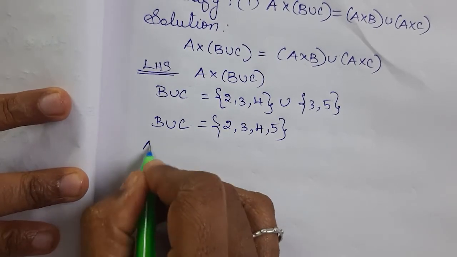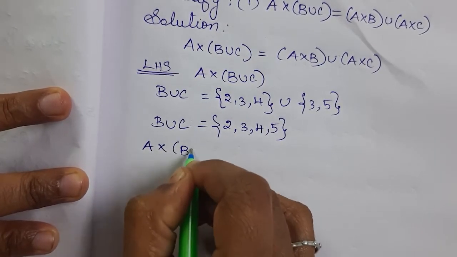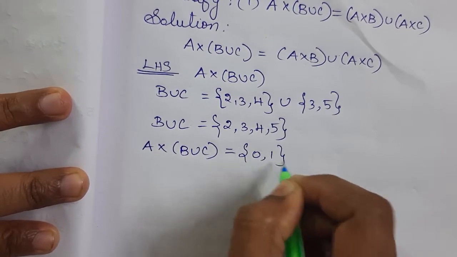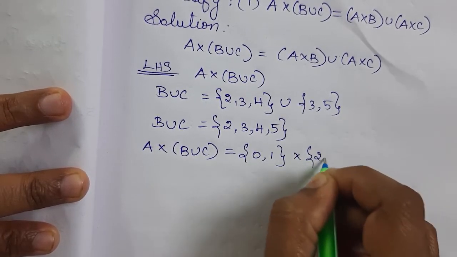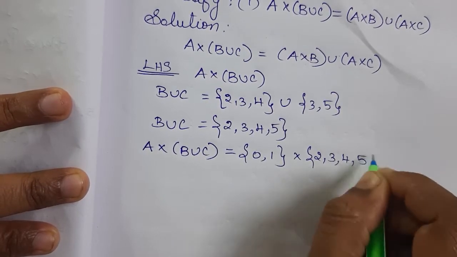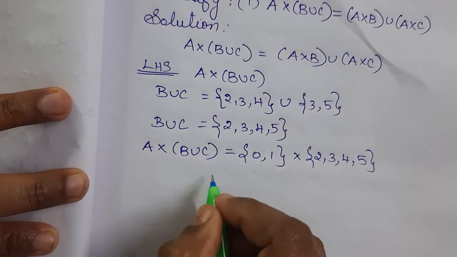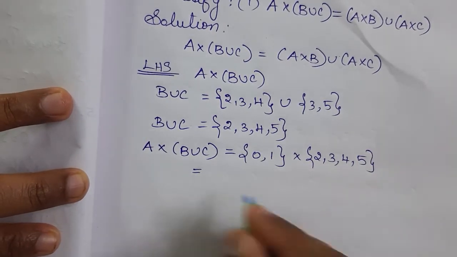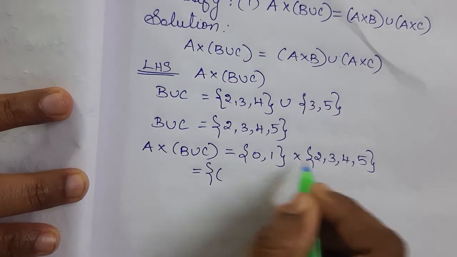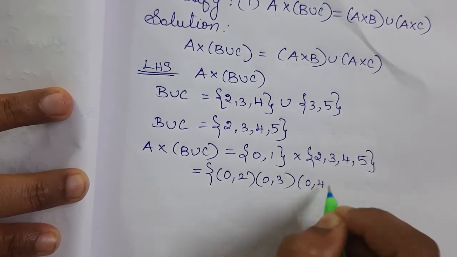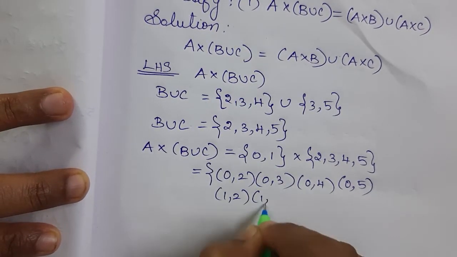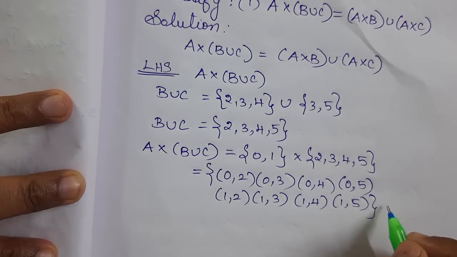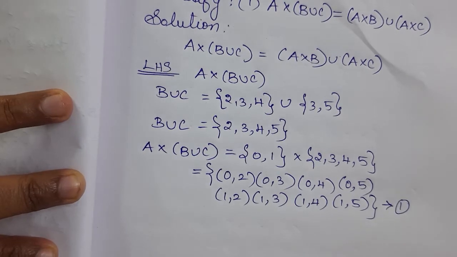Now we have to find A cross (B union C). So what is A? A is {0, 1}. Cross B union C, which is {2, 3, 4, 5}. Now cross product is nothing but writing the set of all possible ordered pairs. So let's start writing. So this is your left hand side. Name it to be equation number 1.